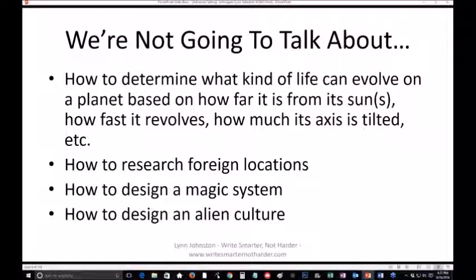We're not going to talk about how you research foreign locations with accuracy, although Google Maps is really great for getting started. And we'll talk more about where you might go if you needed help researching a location. We're not going to talk about designing magic systems or alien cultures, and I can give you references on that. But those are all things that there's tons of information on.